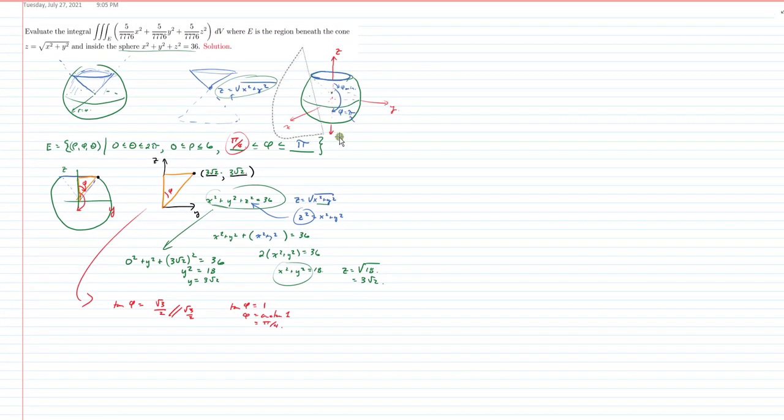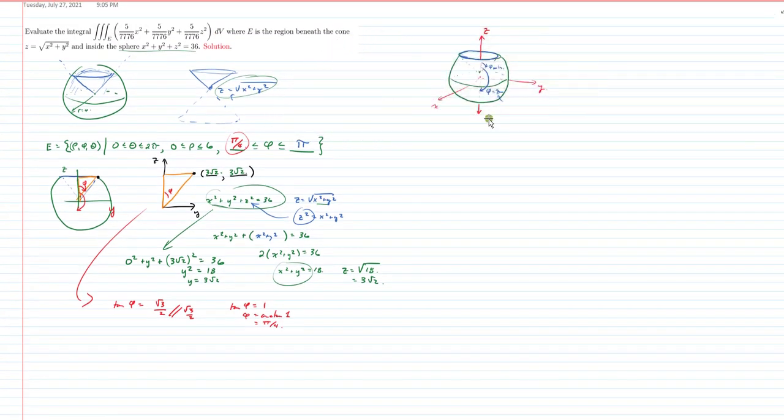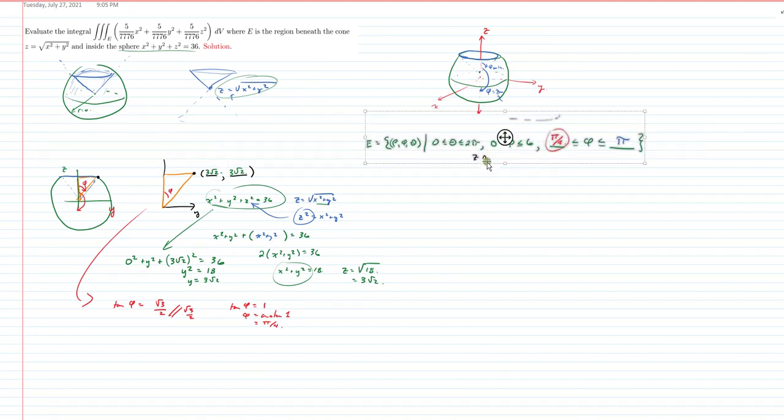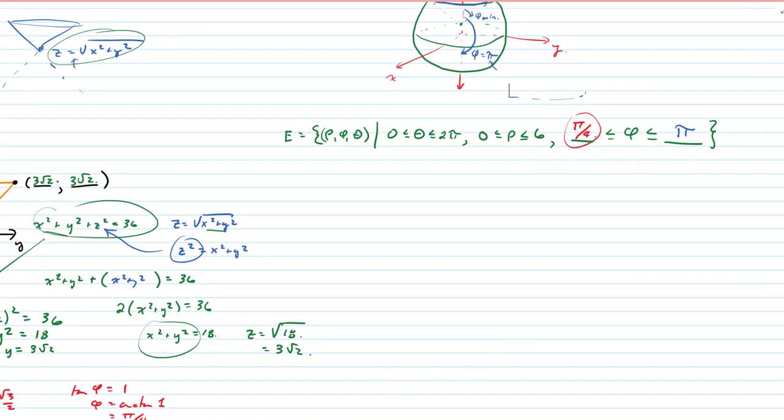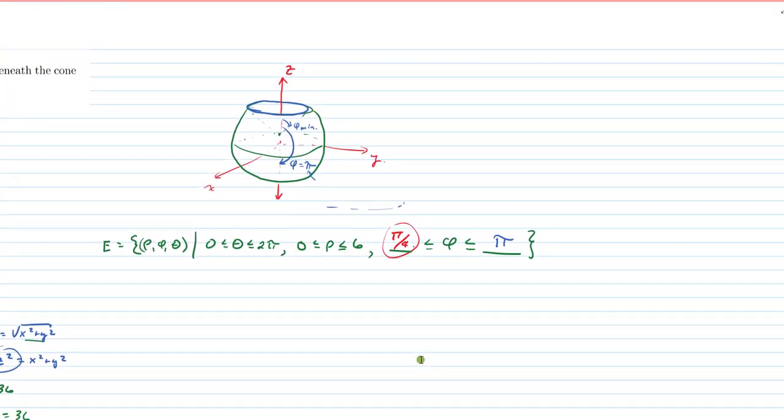Come on. So there's our image, and then here is our region. And let's erase that. So let's zoom in there. So now I think we're ready to go ahead and set up the integral.